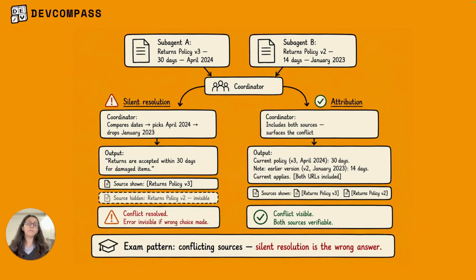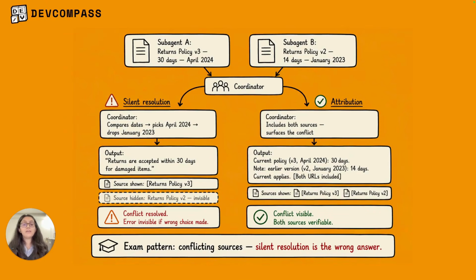The left side is the broken handling. The coordinator will receive both. It compresses by date. April 2024 is more recent, so it uses the recent version. The January 2023 version is dropped. The coordinator's output mentions the 30-day policy. The January 2023 source doesn't appear. The customer receives one answer with one source. If the coordinator picked wrong, or if the January 2023 version is actually the one that applies to this customer's order, the error is invisible.